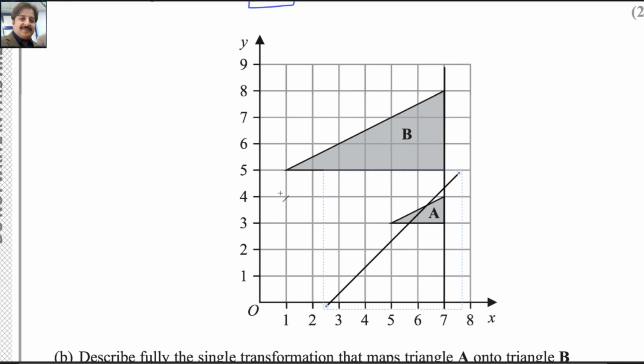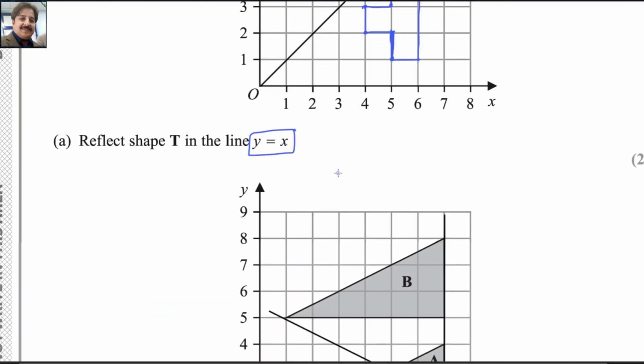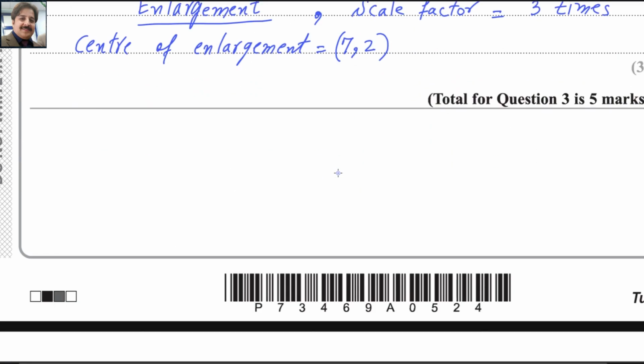For these 2 vertices, draw another line. And you must use the ruler here to find the center of enlargement. Now these 2 lines are passing through this point. Therefore, this point is the center of the enlargement. So what is that point? It is 7 and 2. So the center of enlargement will be 7 and 2. So this question is also done. Only these 2 things we have to do.